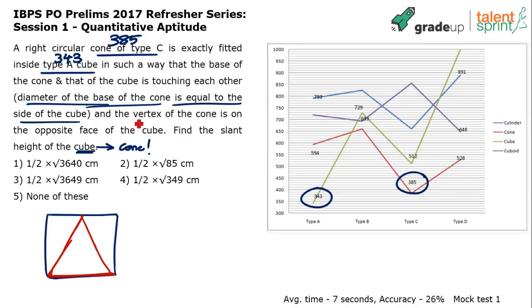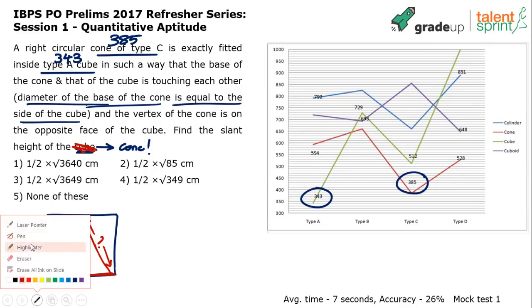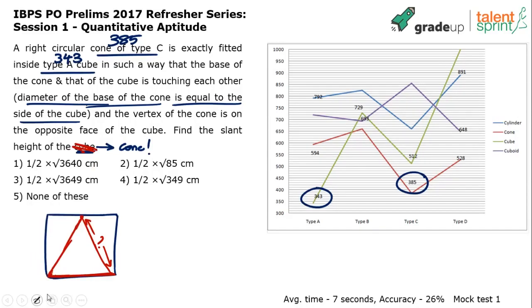And the vertex of the cone, what is this? This is the vertex of the cone, right? The top end of the cone is on the opposite face of the cube. So if this is the base, the opposite face is this. So this is exactly fitting inside a cube here. Now find the slant height of the cone. So basically we need to find out the slant height. How much is this slant height is the question, not cube. Apologies for that, it should be cone. Find the slant height of the cone. Okay, you understand? Again, this is only the front view, but that's enough in my view. We can solve the question now. I hope you have understood.